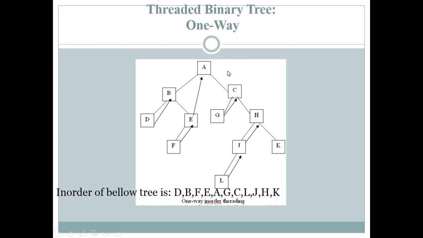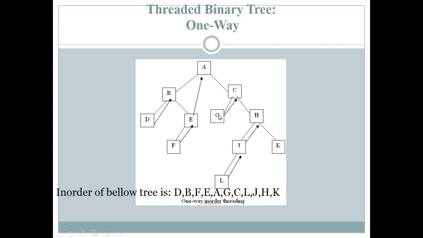If we check in this figure, D's right pointer is null, so it will point to its next node in the in order traversal. We check D in our in order traversal. Its next node is B, so D will point to B. Let's check for F. After F we have E in the in order traversal, so F will point to E. After E we have A, so E will point to the A node.